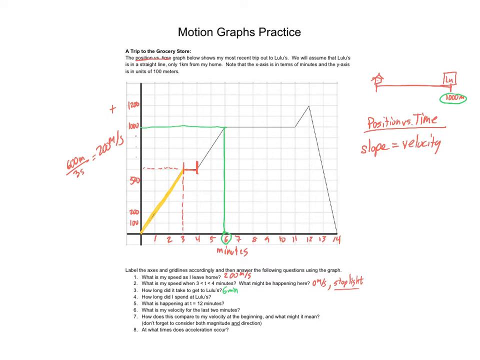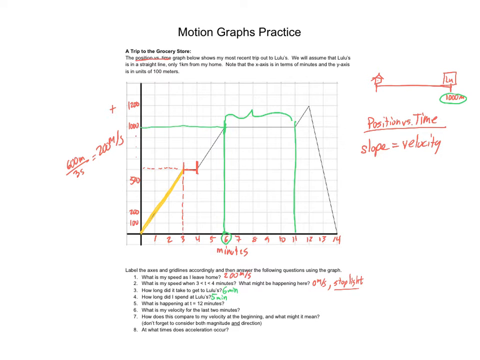How long did I spend there? Well, how long was I at that 1,000 meter location? It was from 6 here all the way until 11. You can see that I spent all of this time at that 1,000 meter mark, meaning I'm likely at Lulu's. So that would be from 6 to 11, a total of 5 minutes.